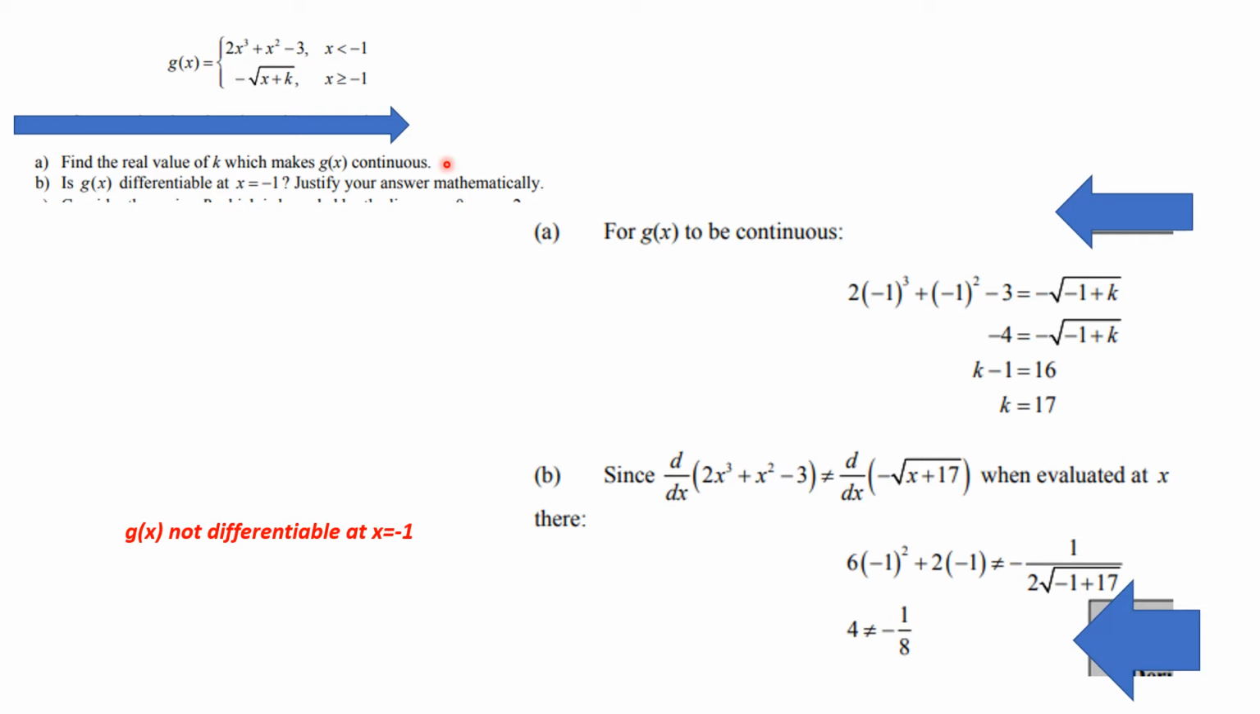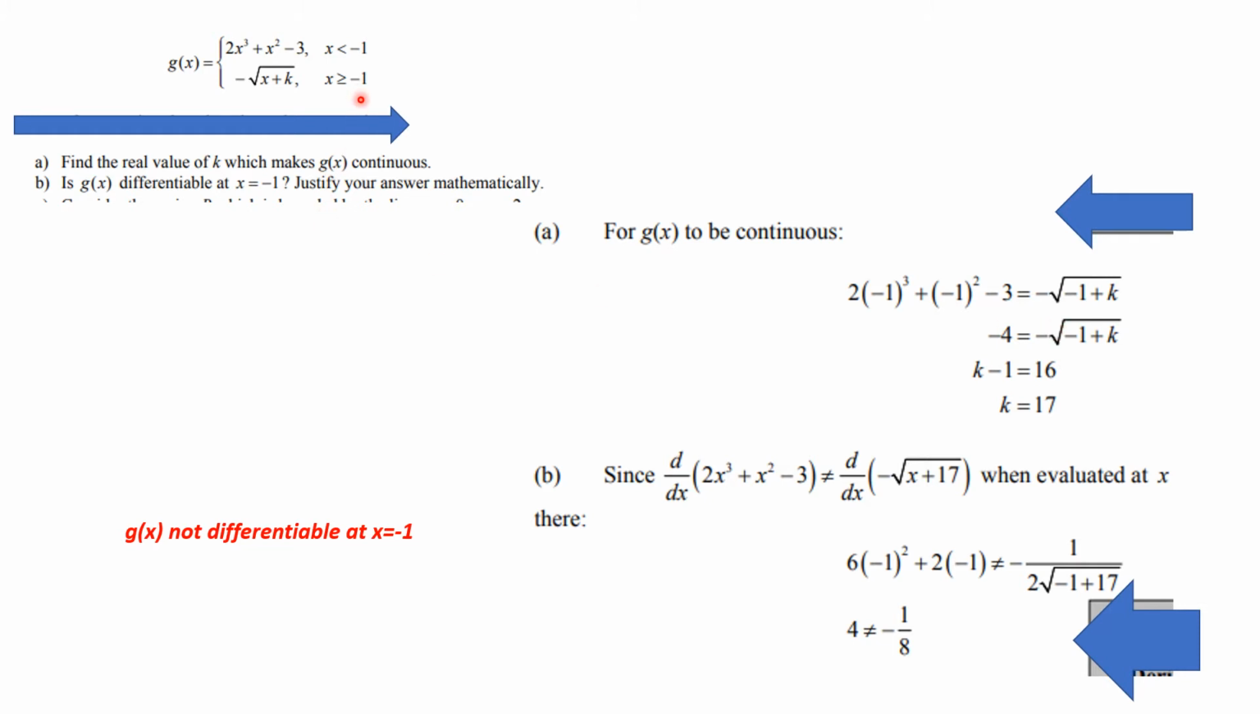And for g of x to be continuous, the only place you really have to worry about is at -1, because it certainly is continuous here because that is a radical function, and it's continuous up here because it's a polynomial. Okay, so for g of x to be continuous, then the limit as you come from the left must be equal to the value of the function.